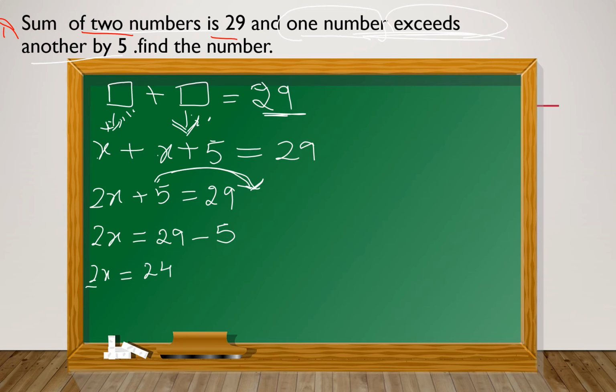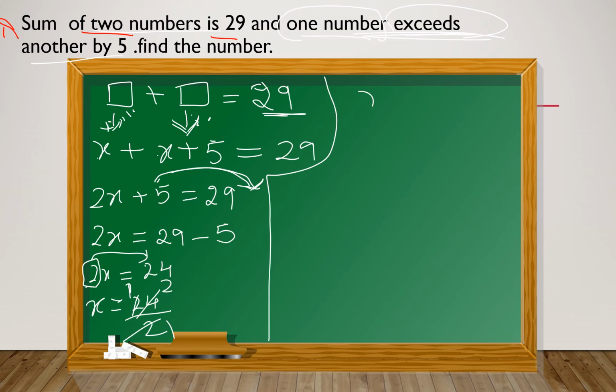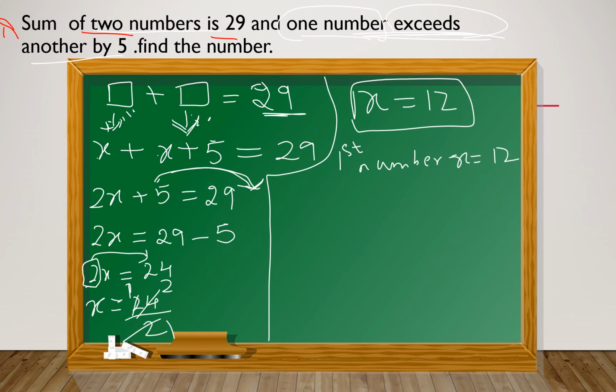Now here 2 is in multiplication form. When it is transposed to RHS it changes to division. x equals 24 by 2. 2 ones are 2, 2 twos are 4. Therefore the value of x we got is 12. That means this is the first number. So x equals 12, and the second number we consider as x plus 5.